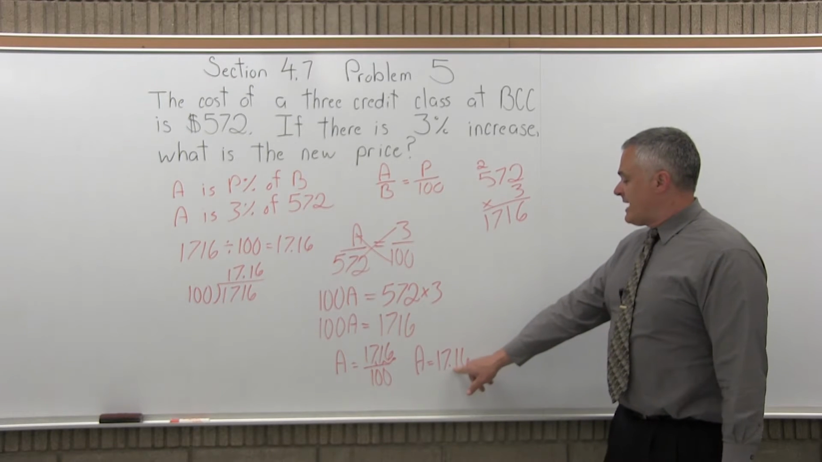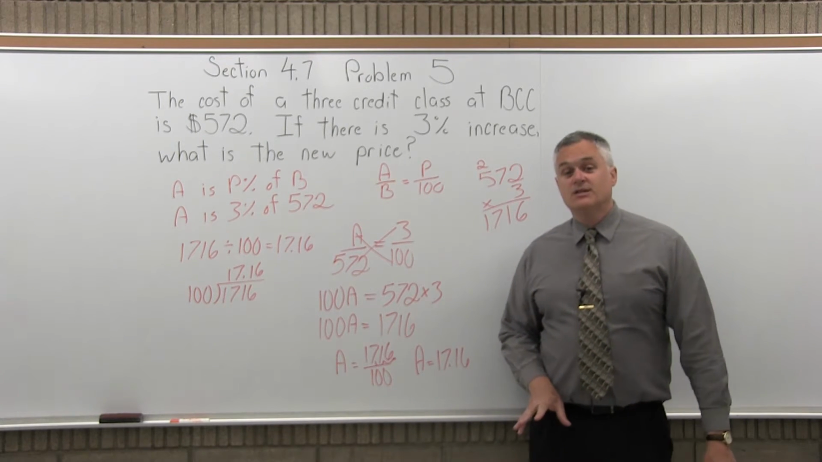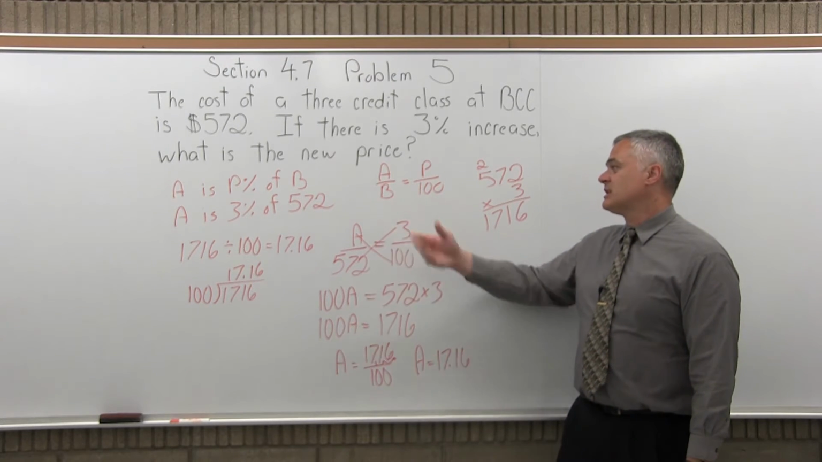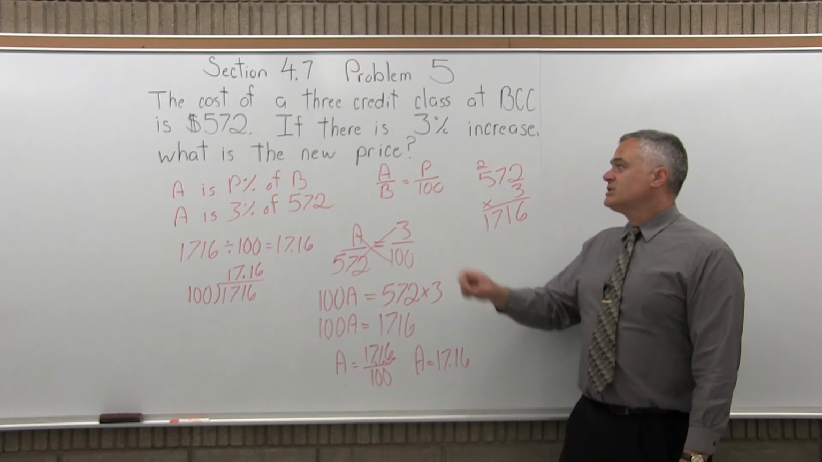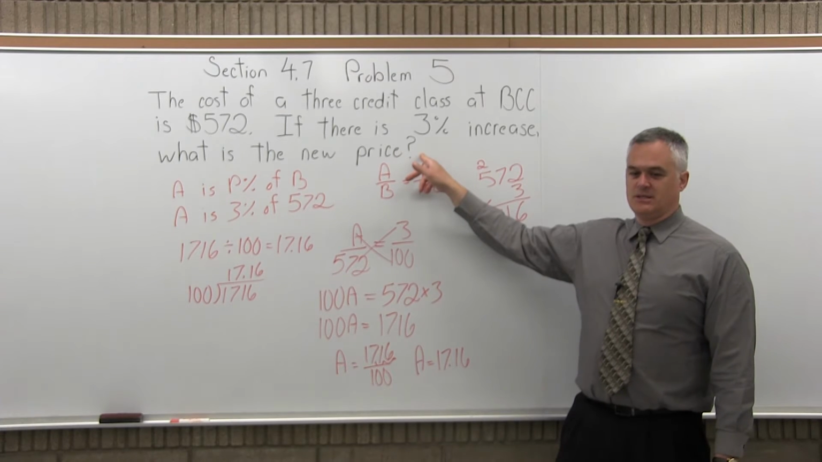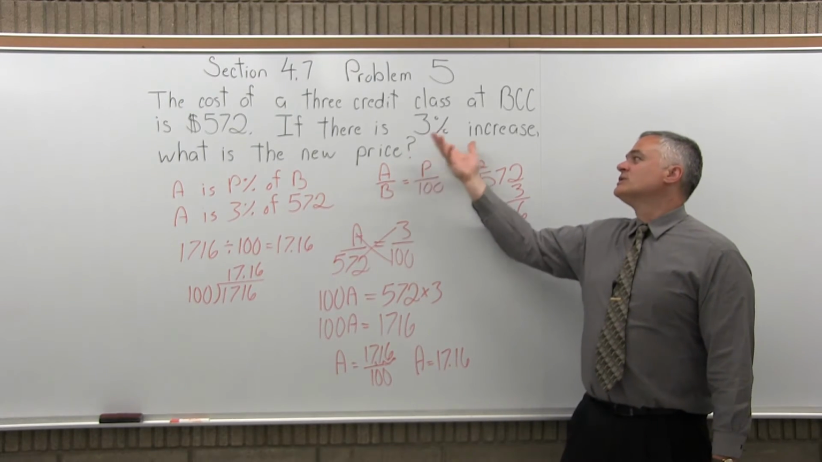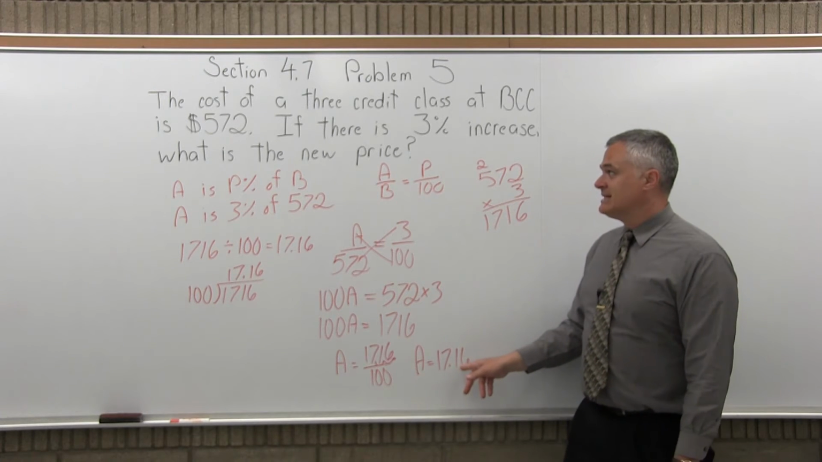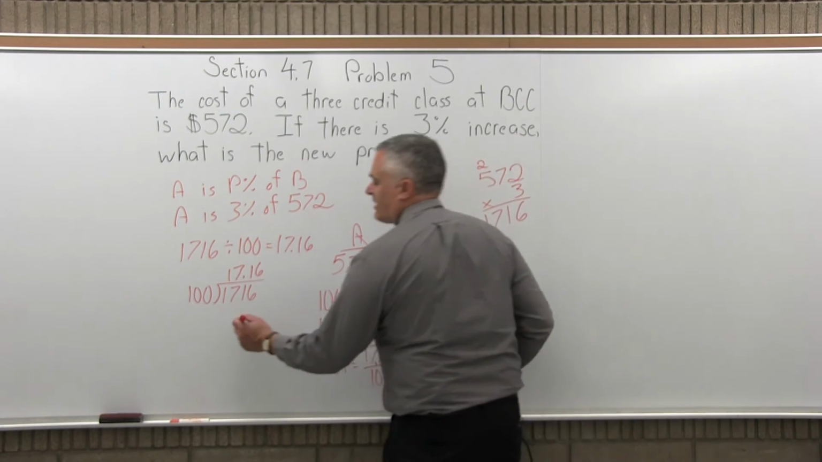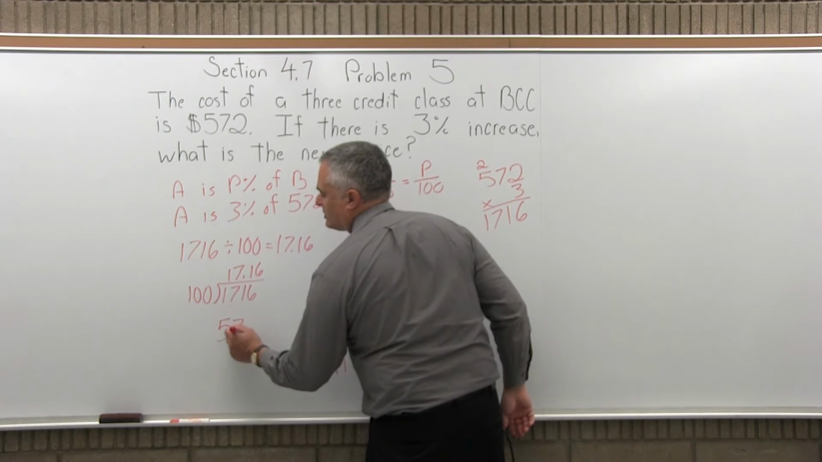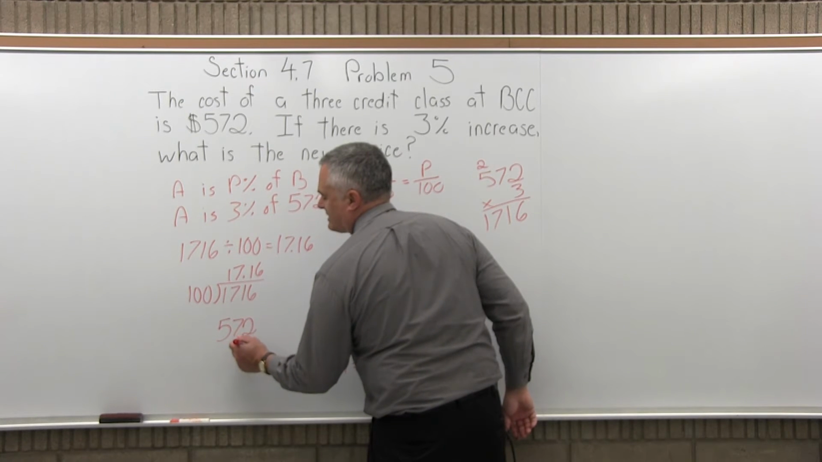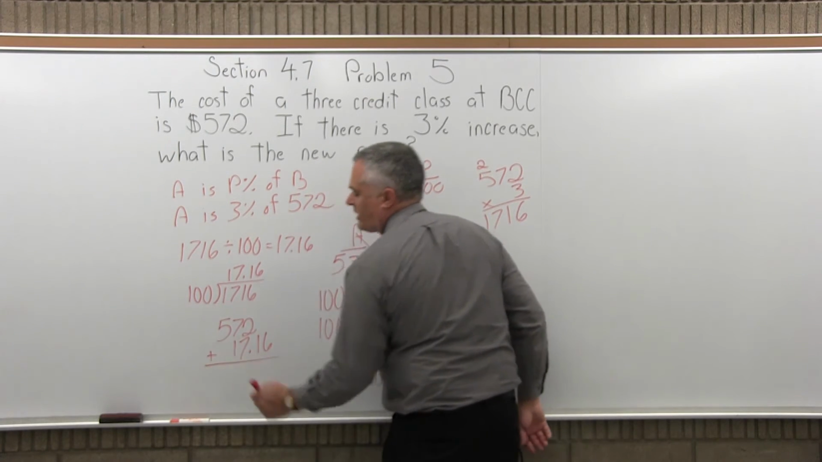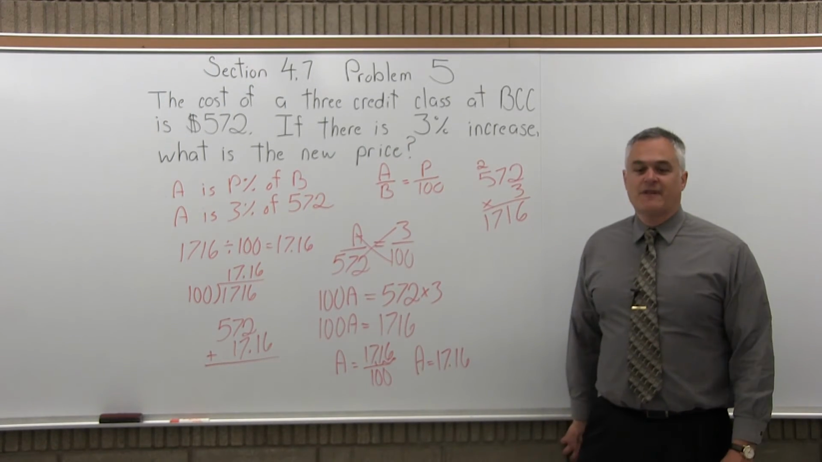So that's A. Now, that's not the answer to the overall question. This answer is what is 3% of 572. But the question asks, what is the new price? So if the price goes up by 3%, it goes up by $17.16. So if we started at a price of $572 for a 3-credit class, and we increase that price by 17.16, I have to add it.